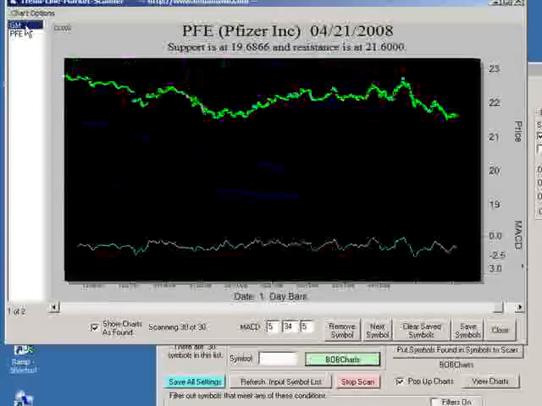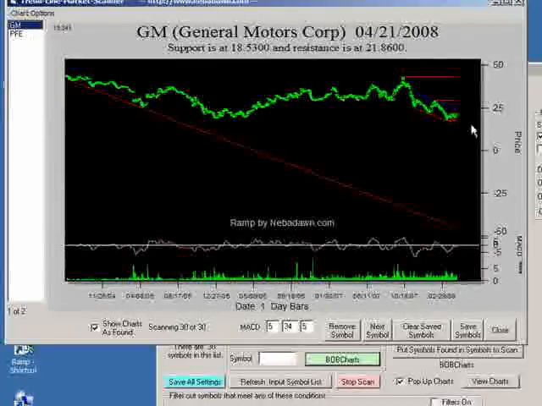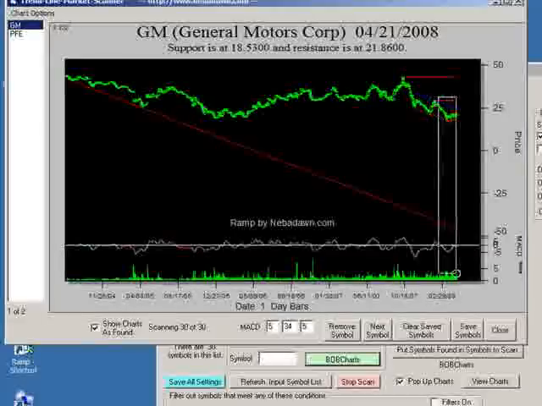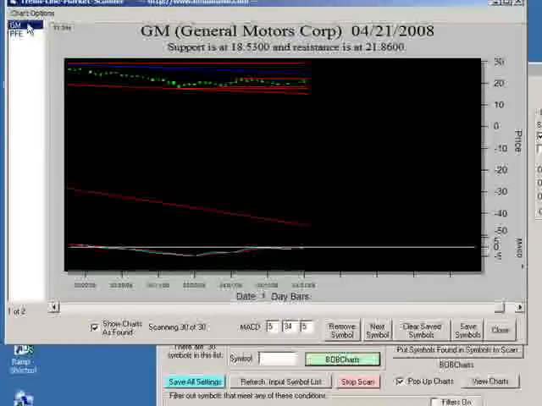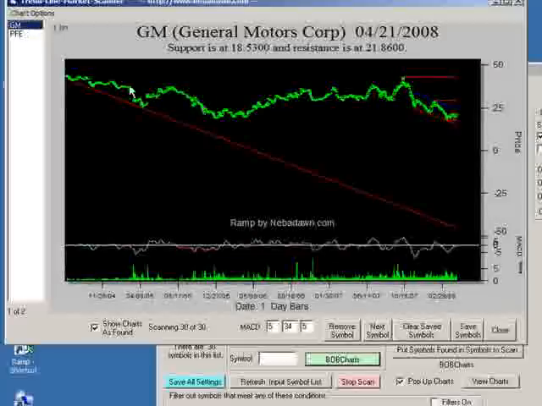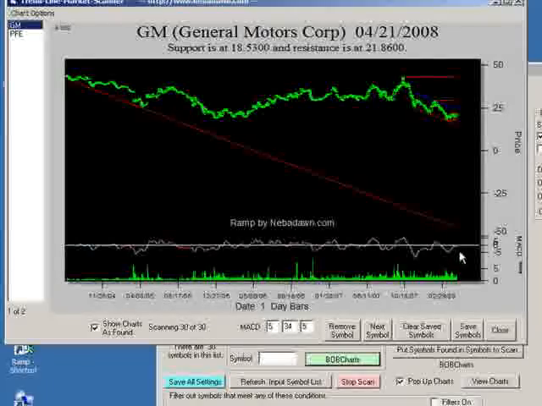Let's look at GM. And we have the same situation with GM. You notice GM has dropped off, started trading horizontally, and you can see here we've got some horizontal trading on GM, and the MACD has started back up. I can click on GM again, and it'll zoom back in. Nice divergence setup here on GM.